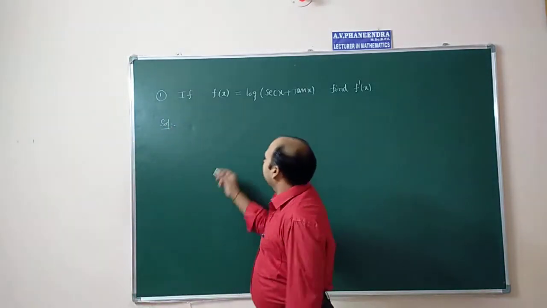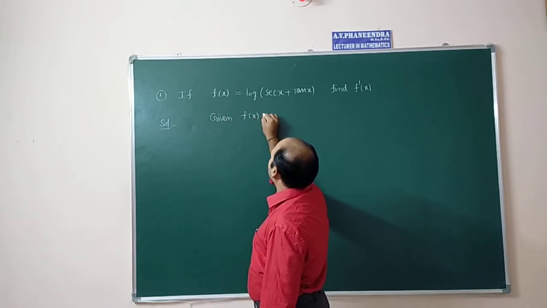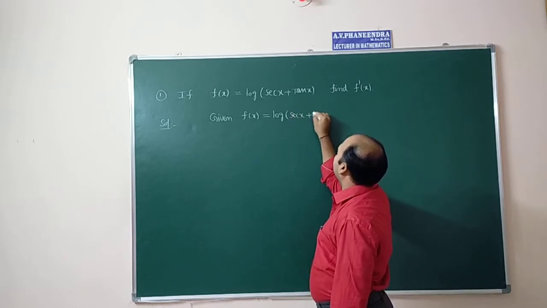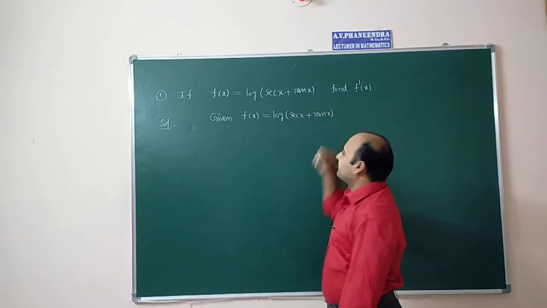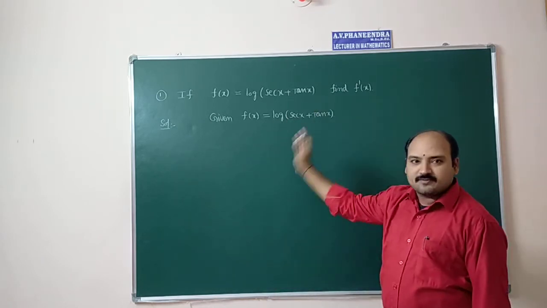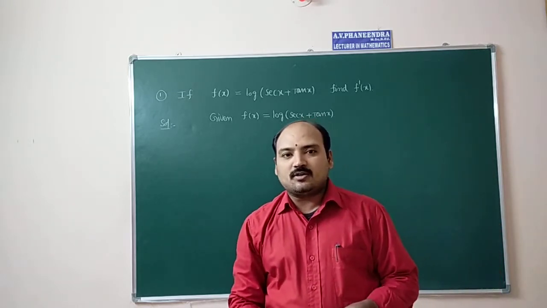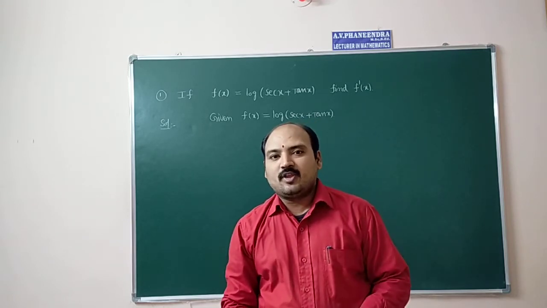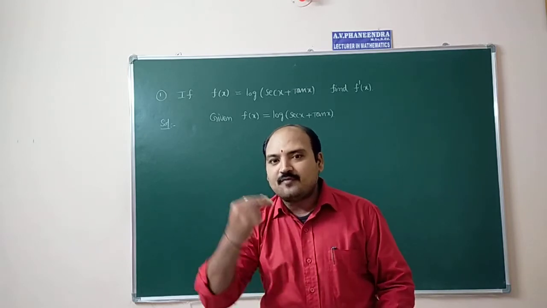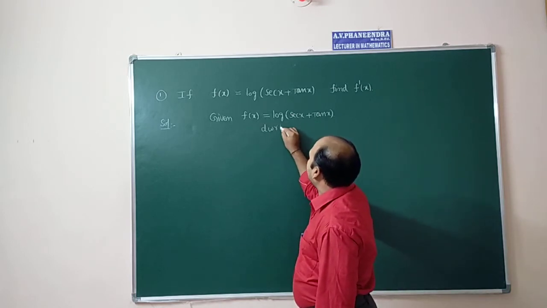First, given f of x is equal to log of secant x plus tan x. It is in the form of log of something function, and that something function is f of x. In earlier classes, we discussed the formula: d by dx of log f of x is 1 by f of x, and again that function f of x you have to differentiate. So similarly here also differentiate with respect to x.